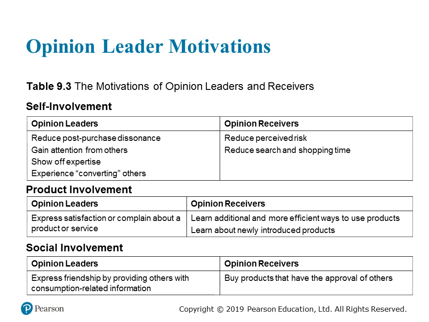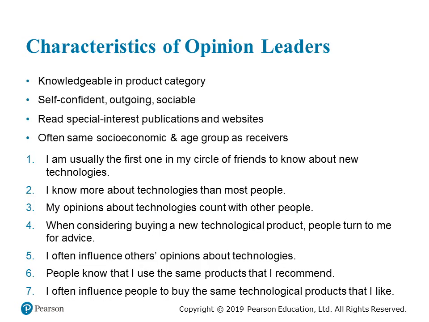And this is table 9.3, motivation of opinion leaders and receivers. Okay, we differentiate between both in terms of self-involvement, product involvement, and social involvement. Also, the first 4 points summarize the characteristics of opinion leaders. Okay, while from 1 to 7, this is a sample of a questionnaire available in your text. I will let you know now. In page 255. Okay.